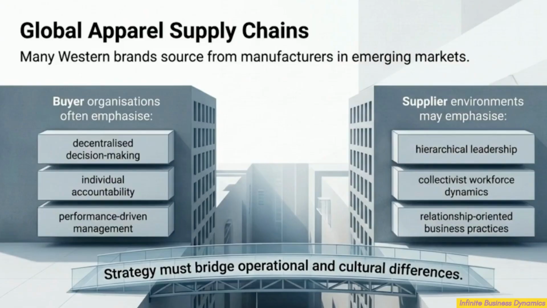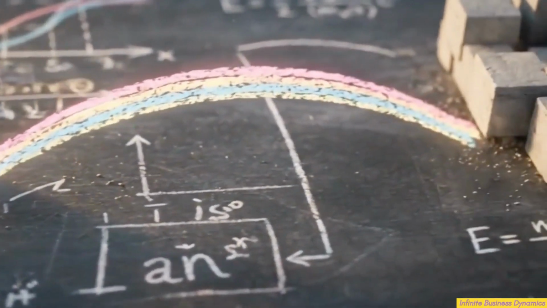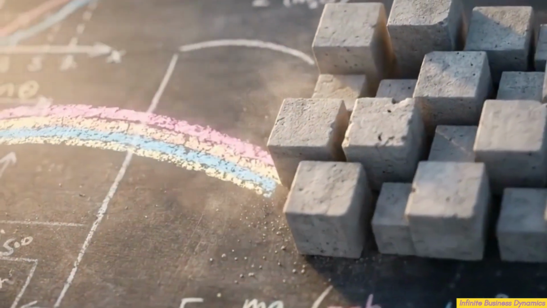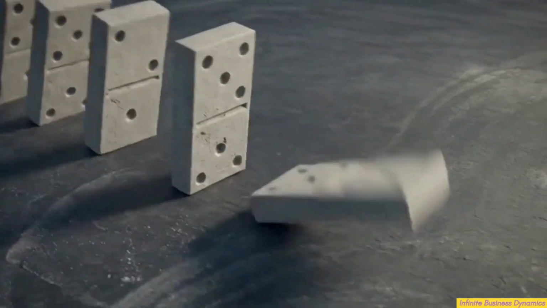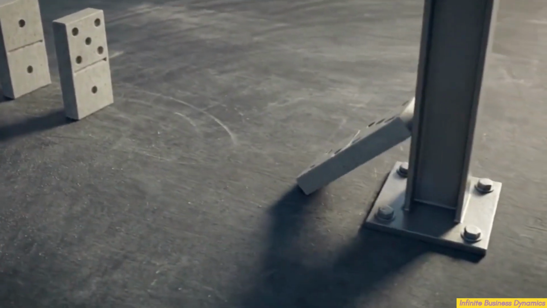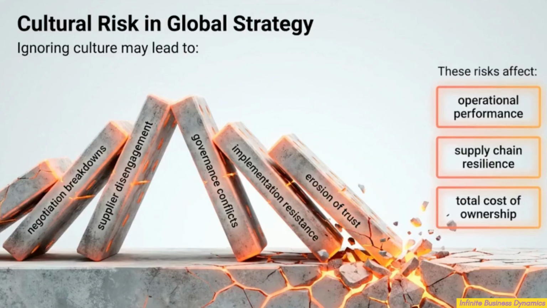The ultimate test of a supply chain executive is engineering a strategy capable of bridging this exact operational and cultural divide. As we have seen, a single point of cultural friction can trigger an unstoppable cascade of systemic operational failures. This graphic details that cascade. What starts as a simple negotiation breakdown rapidly accelerates into governance conflicts, implementation resistance, and the complete erosion of trust.